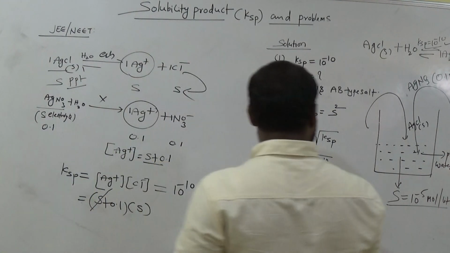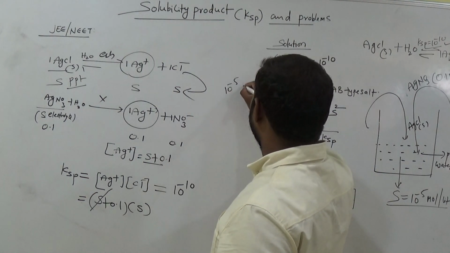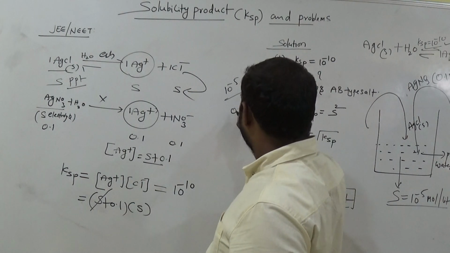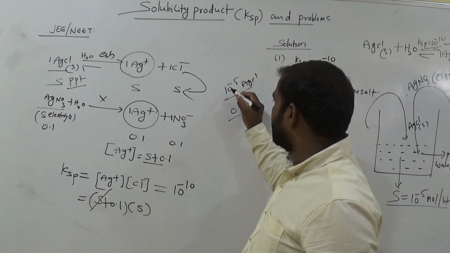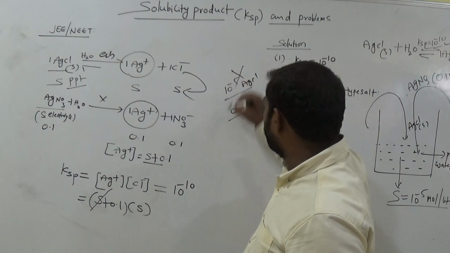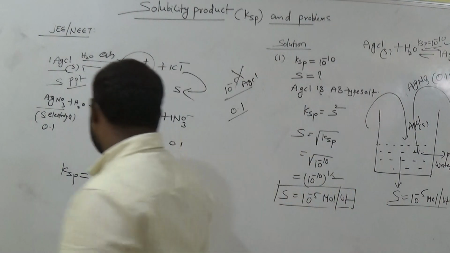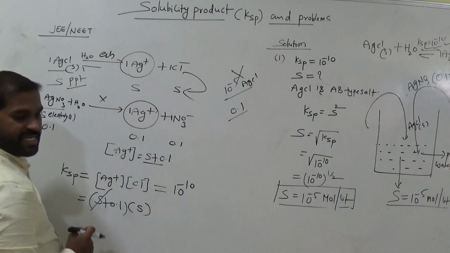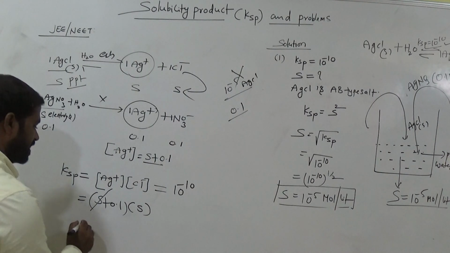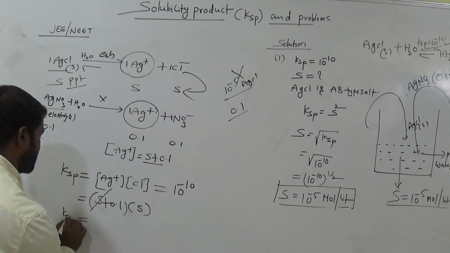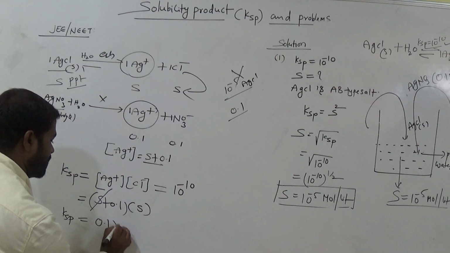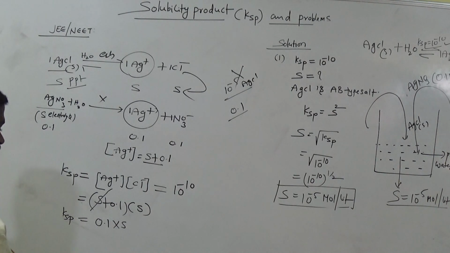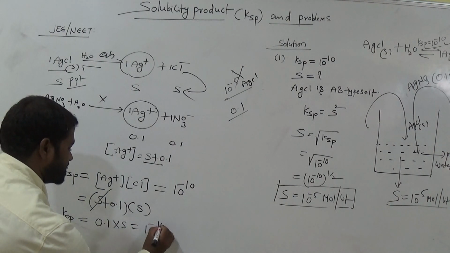Let's see how it is. What is the solubility here? 10 power minus 5 for AgCl. Clear? Now what about the silver nitrate solution, 0.1? Now 0.1 is very high compared to 10 power minus 5, am I right? So it is negligible or not? So when comparing with 0.1, the solubility of AgCl, 10 power minus 5, is very less. Is it negligible or not? Negligible. Clear? So now Ksp equals 0.1 into S. Clear all of you? Now that equals how much? 10 power minus 10, am I right?